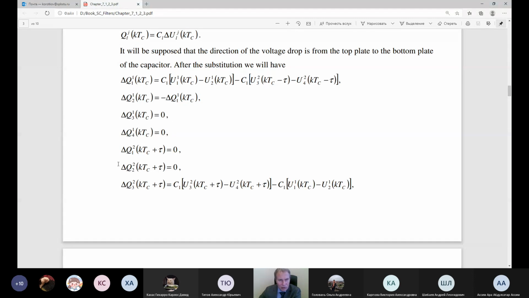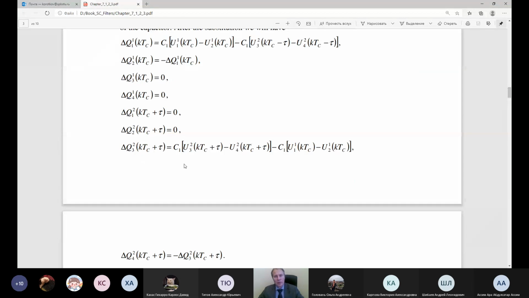And here on the second part also we have the same situation. It will be necessary to change the voltage drop on the next one. So you see what we have here. On the second phase, the capacitor is included between node number 3 and node number 4. То есть во второй фазе конденсатор между третьим и четвертым узлами включен.